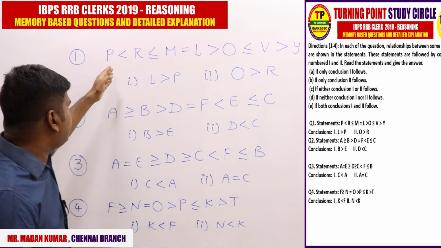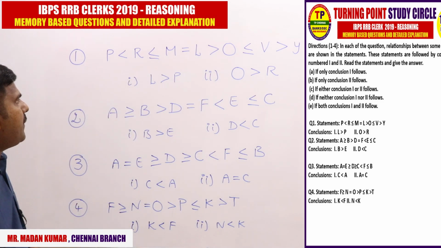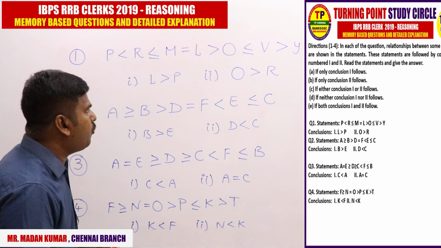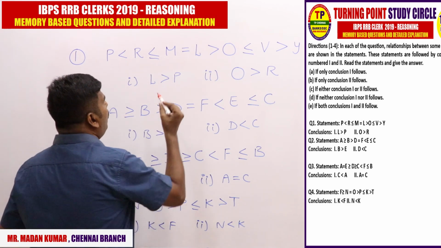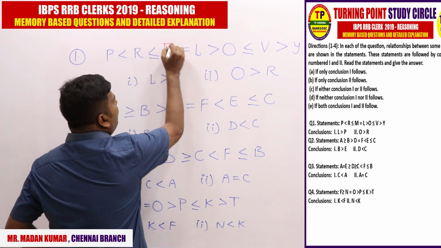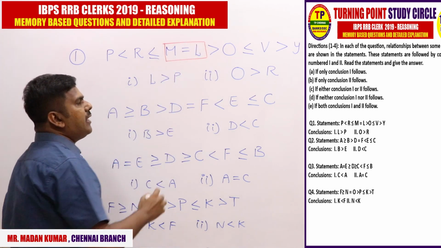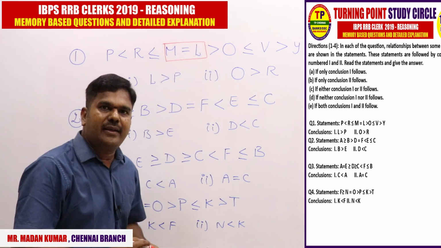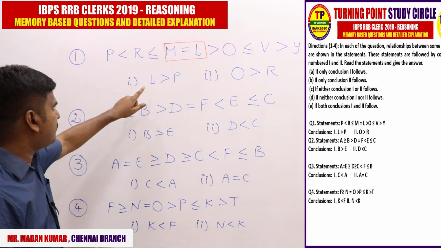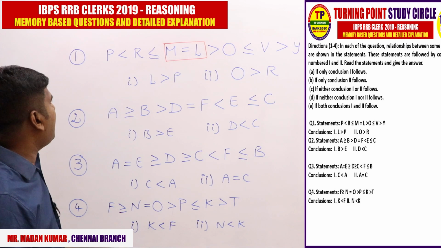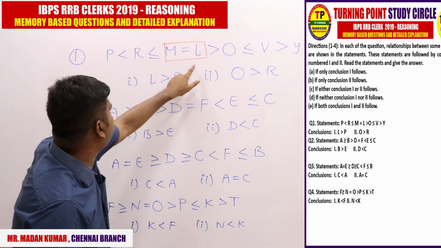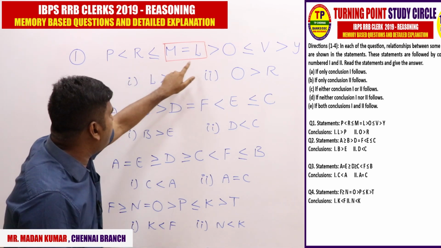First one, P is less than R equal to M, equal to L, greater than O, less than or equal to V, greater than Y. I already told you, whenever equal to is there, put it in a single box. Now see the conclusions. What is the first conclusion being given? L is greater than P. Where is L and where is P? So P is here, L is here, and same symbols are there.